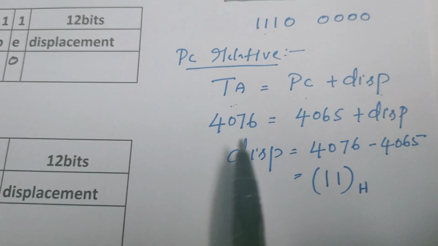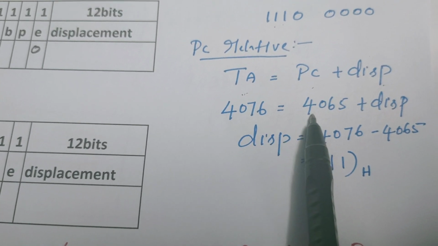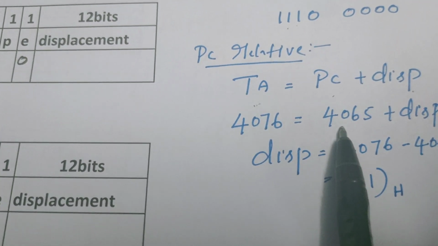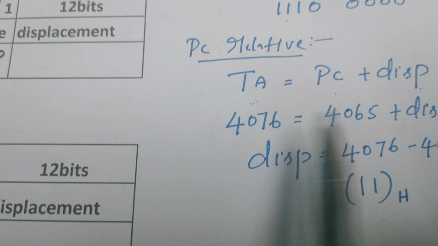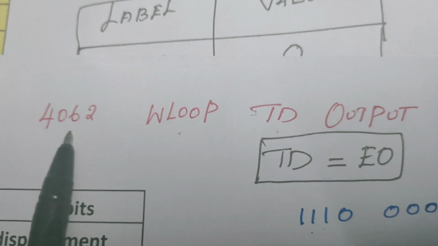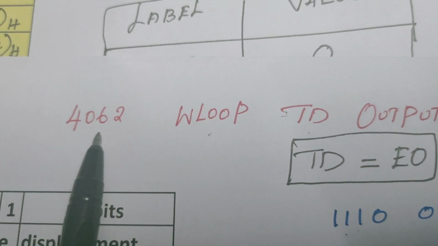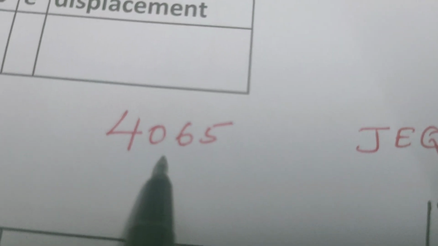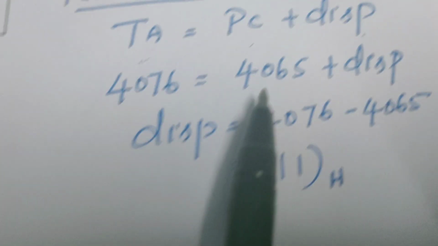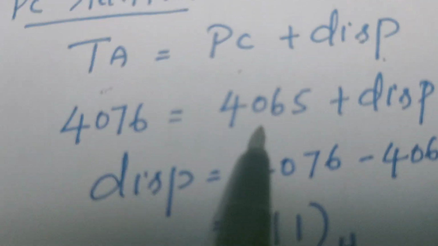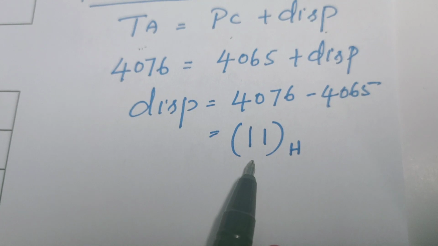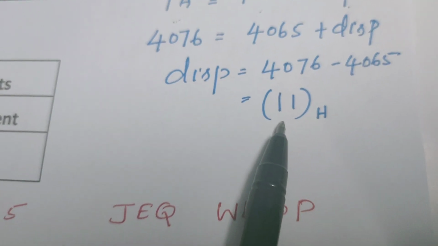By the way, we calculated the target address. What is program counter? Program counter always contains the address of the next instruction to be executed. Yes. Current instruction address is 4062. Next instruction is this. Its address is given as 4065. That is why here PC content is written as 4065. We have to calculate the displacement. The displacement is 11. It is written in hexadecimal.